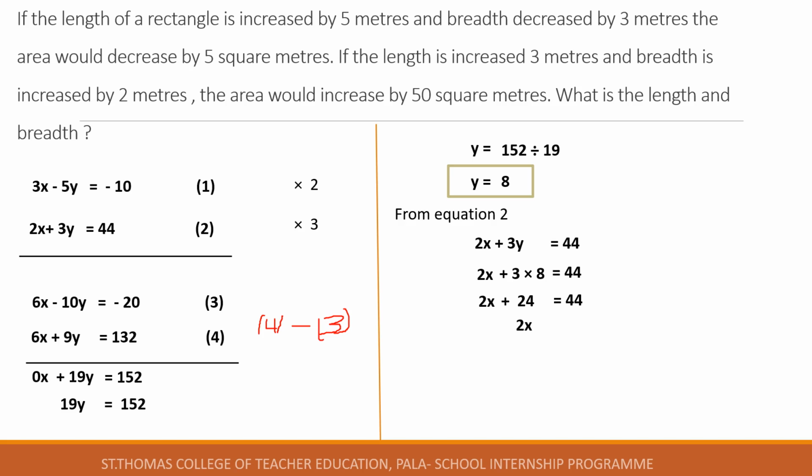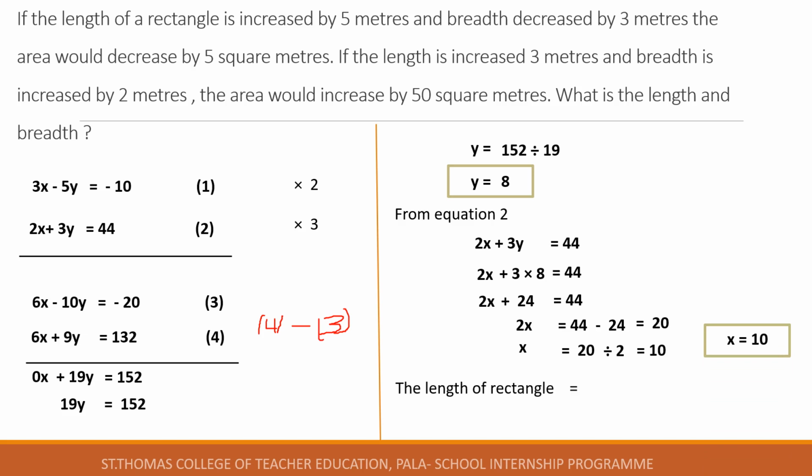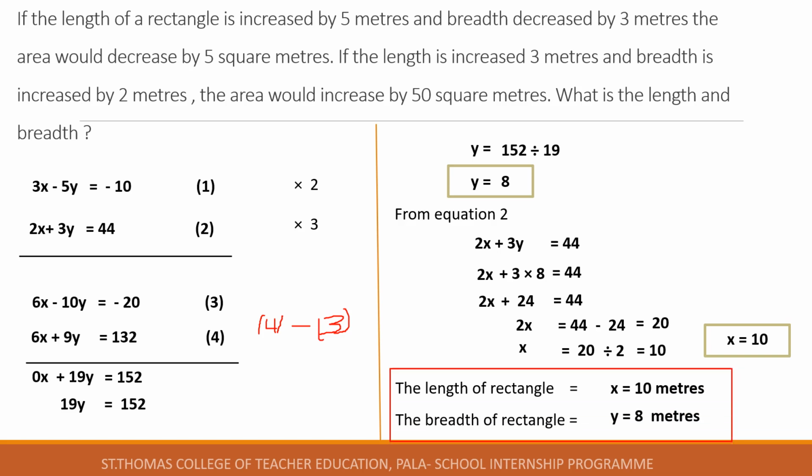Next, what will be 2x? 44 minus 24. Good. Then what will be 2x? It's 20. So 2x is 20. Tell me x. 20 divided by 2 and we get 10. So x is 10. And what is this x and y? Good. Length of the rectangle is x and that is 10 meters. Breadth of the rectangle is y and that is 8 meters. So we got the answer.